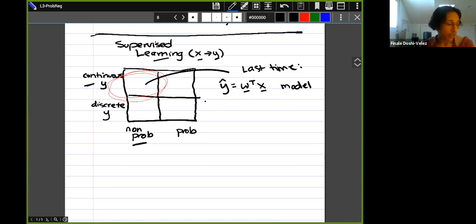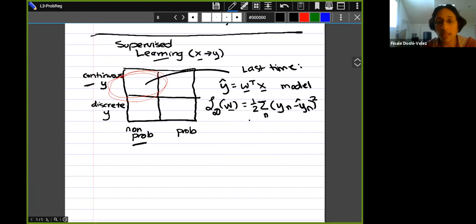The next thing we did is we defined a loss. So we said the loss given the data set with respect to this vector W is going to be equal to 1/2 sum over all our data points, the Y in the training set minus the Y hat that we predict, squared. So we're going to be looking at squared loss. So this was our loss.